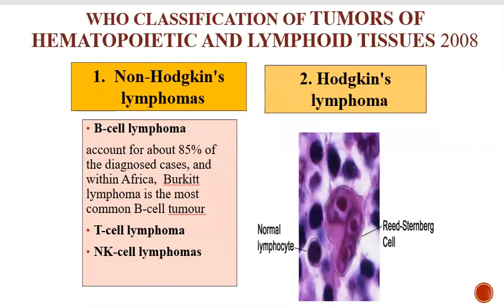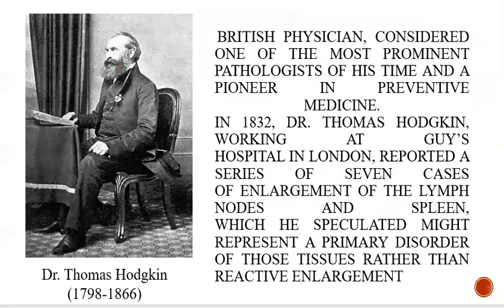The non-Hodgkin lymphomas are further subdivided into B-cell diseases, which occur in 85% of cases, and T-cell diseases, which make up around 15% of cases, and each of these groups contains many different types of lymphomas. So the first part of this lecture, we will talk about Hodgkin lymphomas.